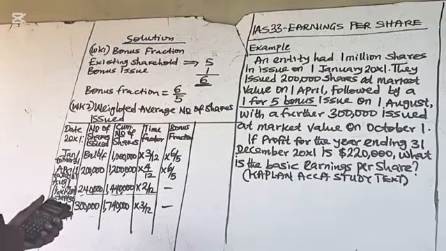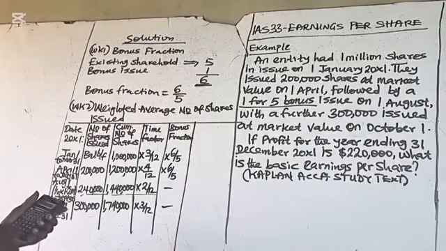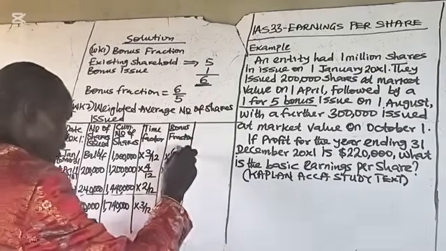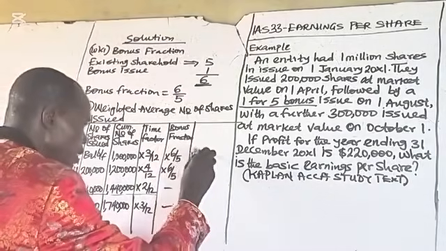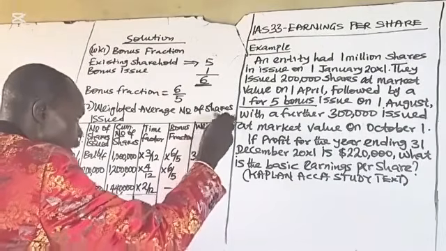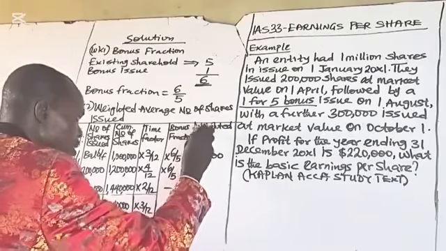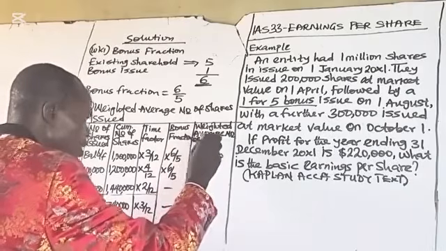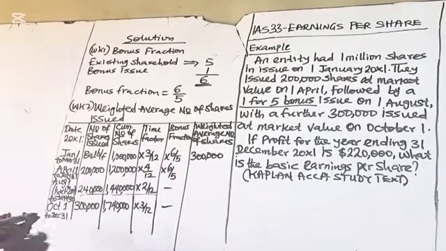Now, 1 million times 3 divided by 12 times 6 divided by 5. That gives us 300,000 shares. This is 300,000 shares. This is the weighted average number of shares in issue.